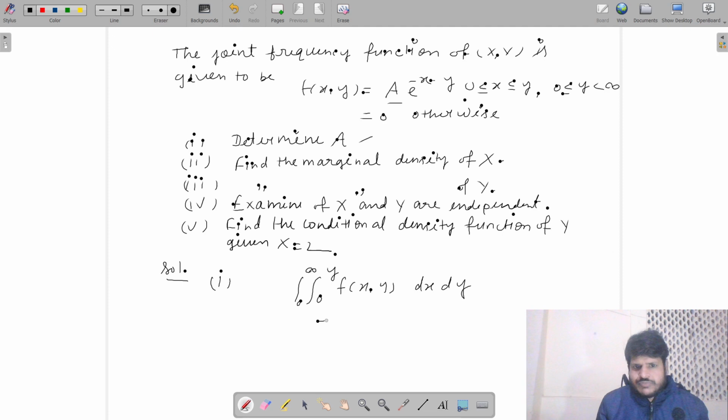Now put the value, and because this is a joint density function, the value of this will be equal to 1. We have to use this to find the value of a. So we can write capital A double integration from 0 to infinity, 0 to y, e raised to power minus x minus y dx dy equal to 1.